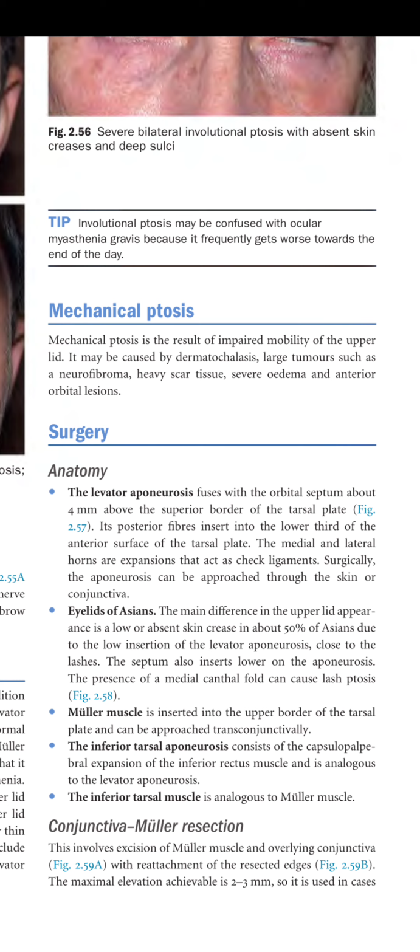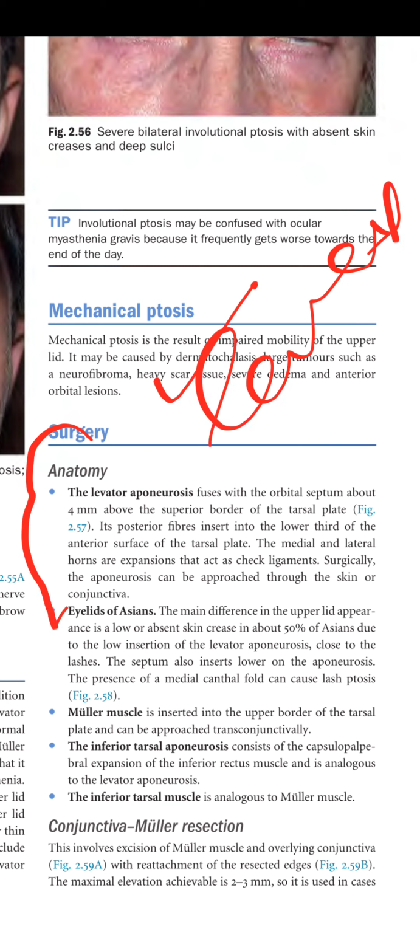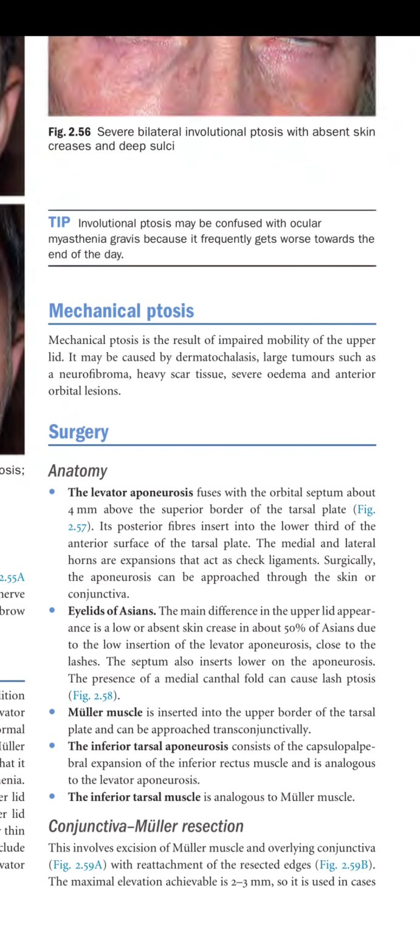Anatomy. The levator aponeurosis fuses with the orbital septum about 4 millimeters above the superior border of the tarsal plate. Its posterior fibers insert into the lower third of the anterior surface of the tarsal plate. The medial and lateral horns are the expansions that act as a check ligament. Surgically, the aponeurosis can be approached through the skin or conjunctiva. So it is a very important thing, because in case of levator resections or levator advancement, the levator aponeurosis is very important. So you must know the anatomy of it.